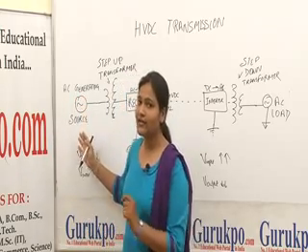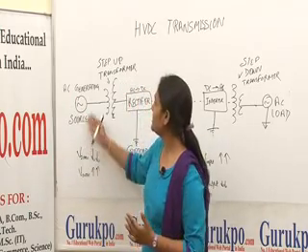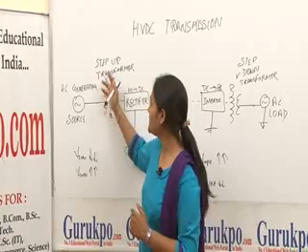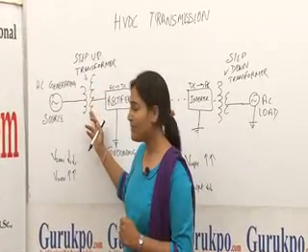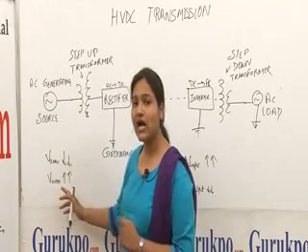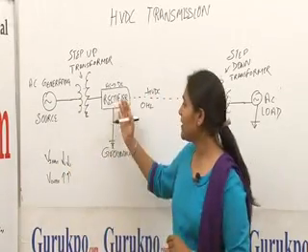This AC generated source power is stepped up, that is, the voltage of this power is stepped up by employing a step up transformer. In the step up transformer, input voltage is low and output voltage is high. Next we have the rectifier station.